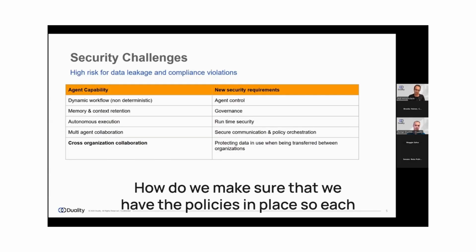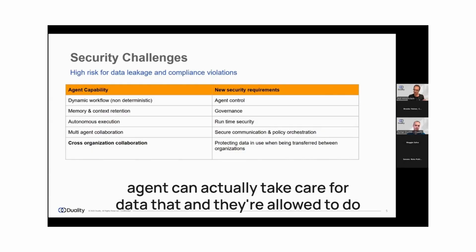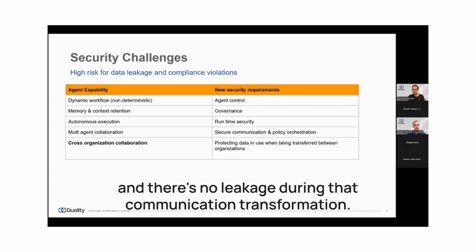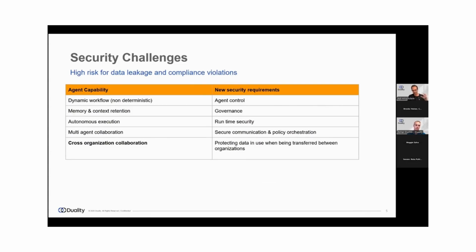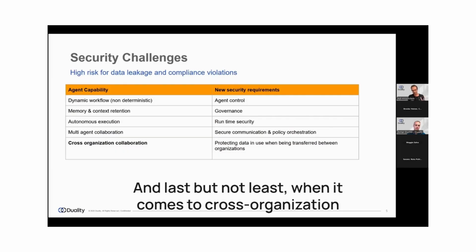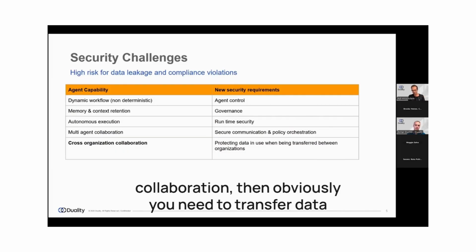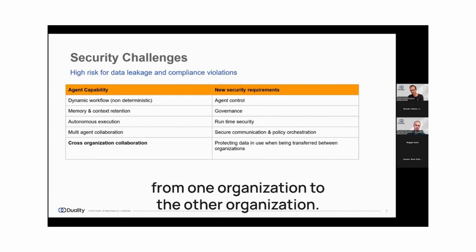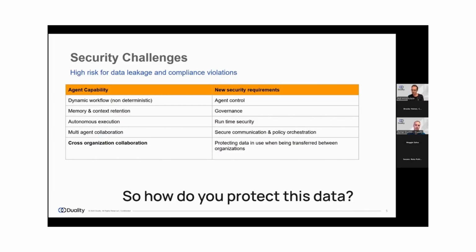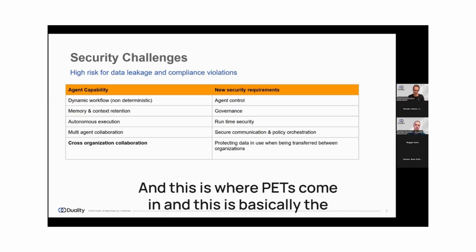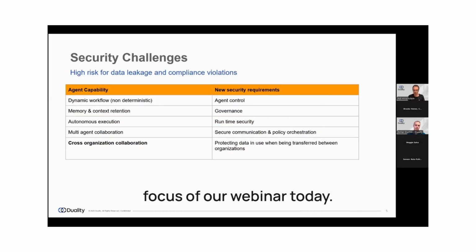How do we make sure that we have the policies in place so each agent can actually take care for data that they are allowed to, and there's no leakage during that communication transformation. And last but not least, when it comes to cross-organization collaboration, obviously you need to transfer data from one organization to the other organization. So how do you protect this data? And this is where PETs come in, and this is basically the focus of our webinar today.